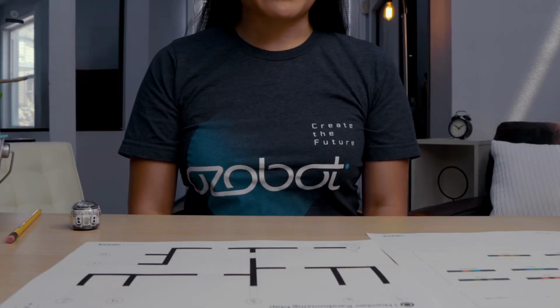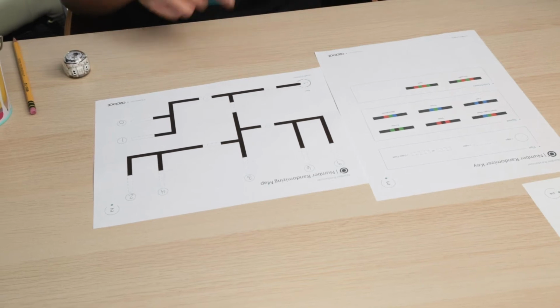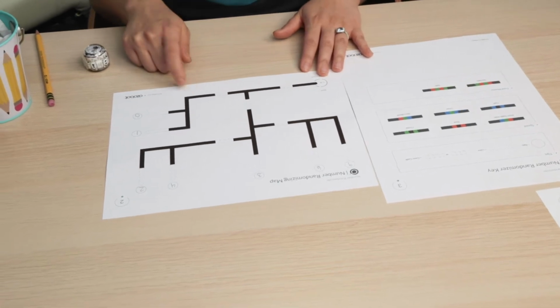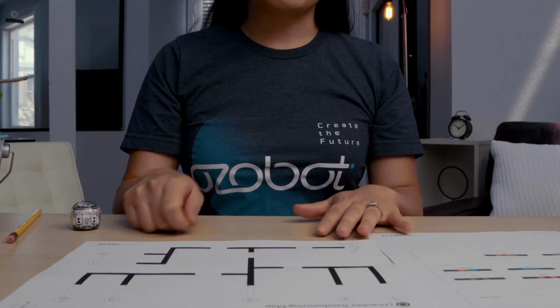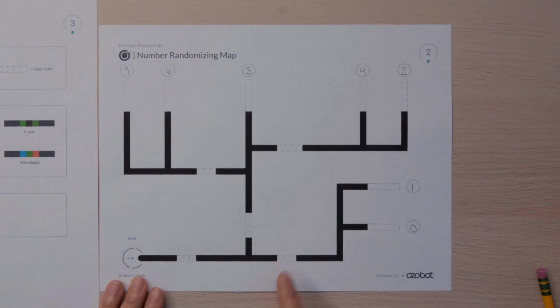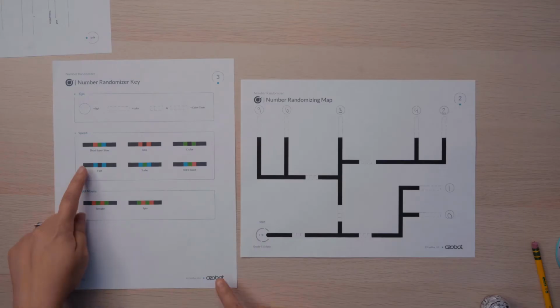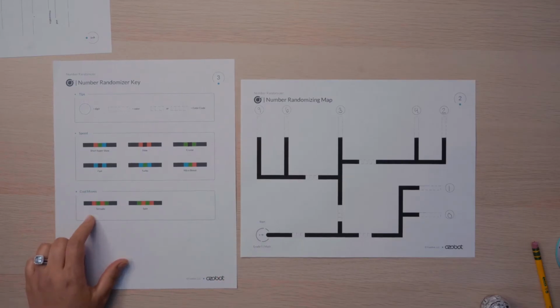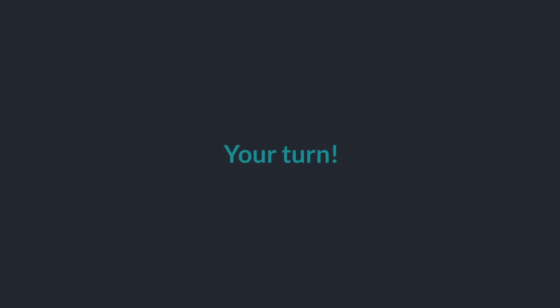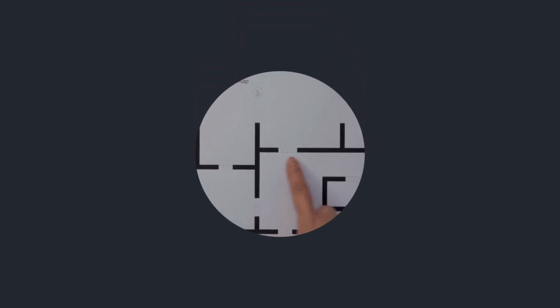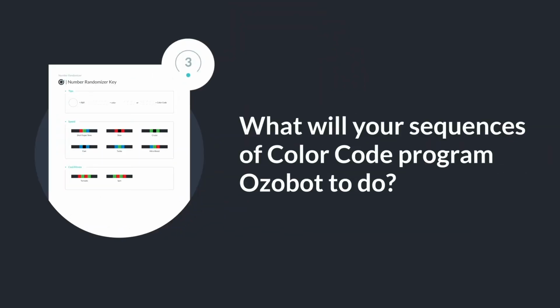Next, let's finish the pathways for Ozobot. Since the black lines are already done for you, it's time to focus on the color codes. You'll notice that there are multiple sequences, or a set order, of empty boxes on each pathway. Use the color code key and add color codes to complete each pathway. What will your sequences of color codes program Ozobot to do?